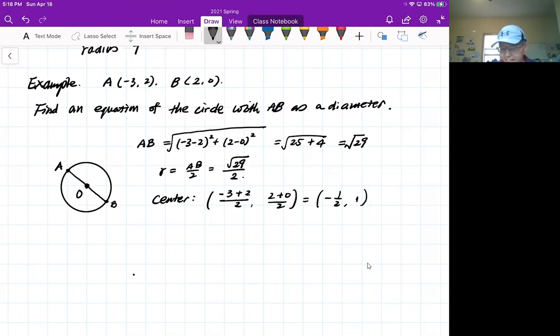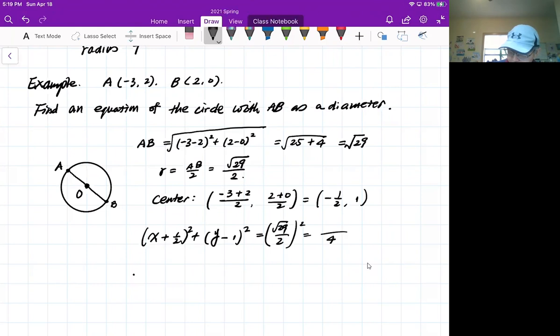All right. So what's your final answer? The x value for the center is negative, but if I want to write down the equation for the circle, it becomes positive because I switch the sign. So this one is x plus 1/2, take a square. The other one is y minus 1, take a square. The right hand side should be the square of this radius. So it's a 4 here, and numerator is 29. Is that good?